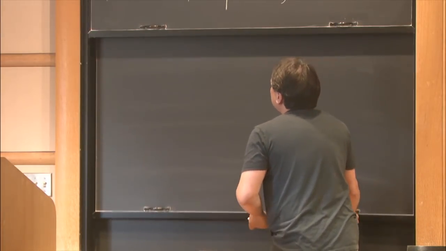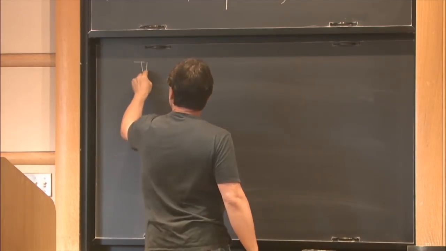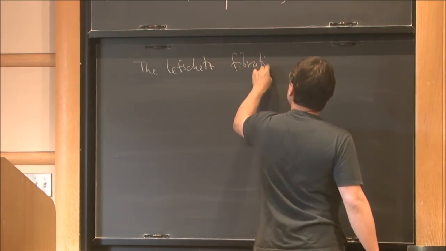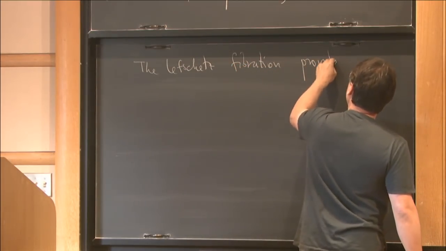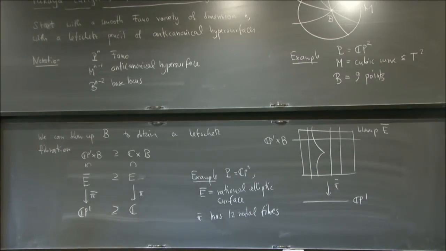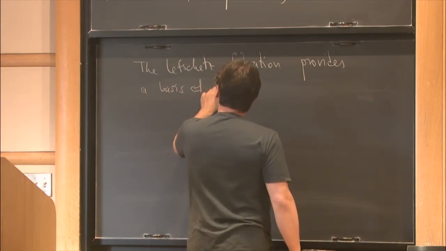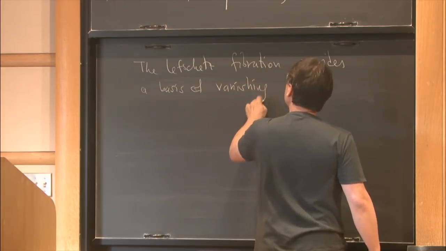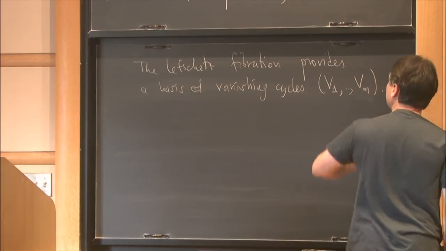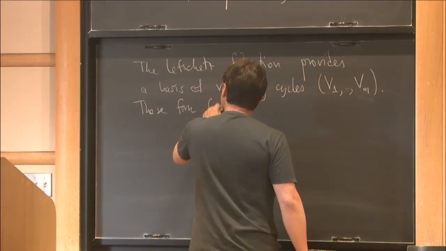The way to ask the question is: the Lefschetz fibration provides you with a notion of a particular kind of Lagrangian submanifolds with vanishing cycles. So it provides a non-unique but a basis of vanishing cycles, say V1 up to Vm. And these form full subcategories.